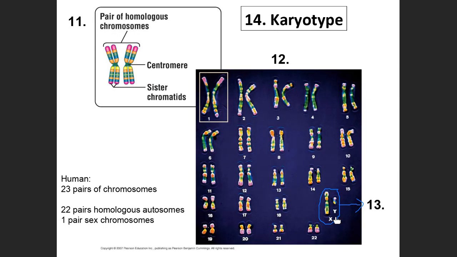If the karyotype were a female karyotype, what should this 23rd pair be labeled? Instead of XY, what should it be labeled? XX.